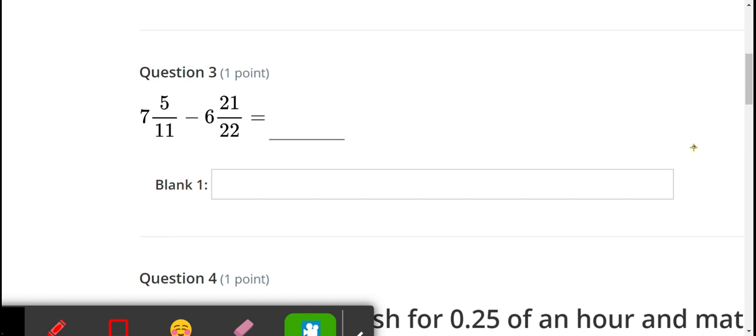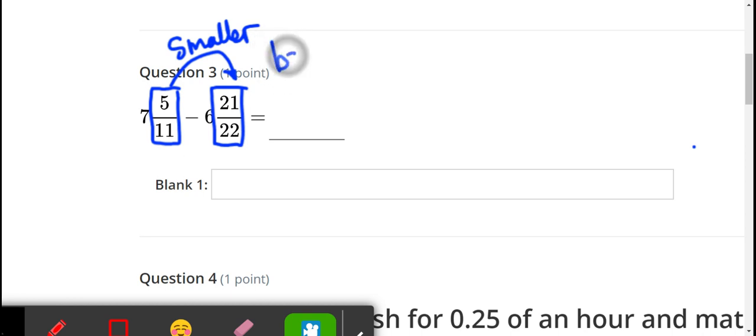And one more fraction, mixed number subtraction problem for number 3. So first, let's look at these fractions. So this one is smaller because 5 out of 11 is almost half. 21 out of 22 is almost a whole number. So we're going to have to borrow from the whole number. So we take away one whole number from 7. That gives us 6. And then we're going to add in 11 out of 11 to the fraction.